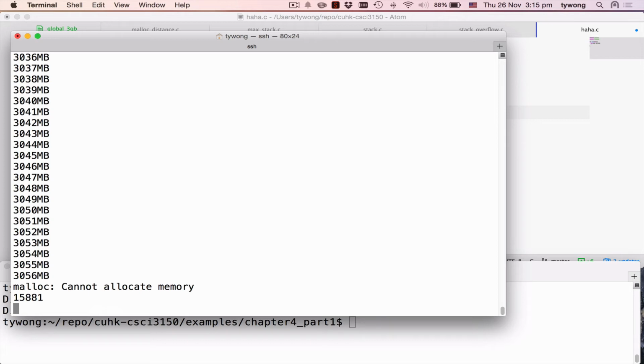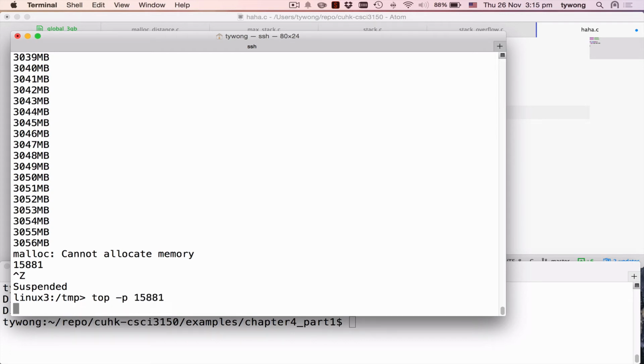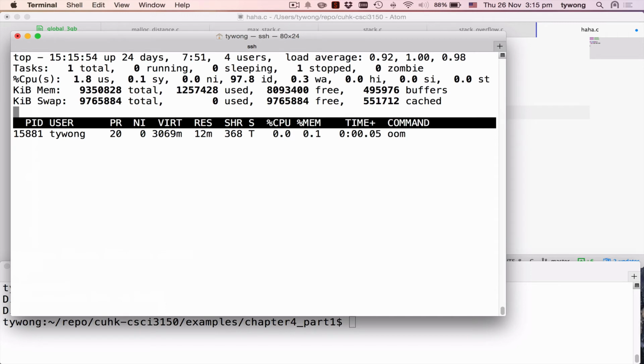Let's check. Suspend. top -p 18581. So do you understand this report? This area is talking about memory allocation, and this is a priority, this is the nice value. This is the allocation of memory and CPU. Do you find anything wrong on this report?